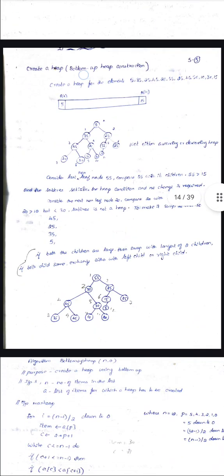Heaps are represented using arrays and not using linked lists. A tree is represented as an array but not as a linked list. Heap tree as well.